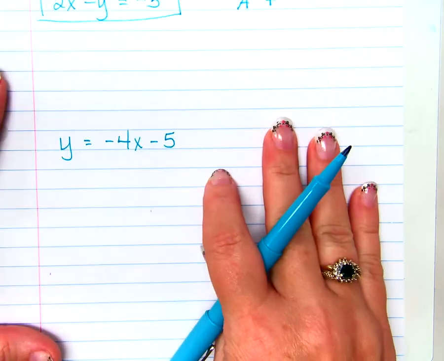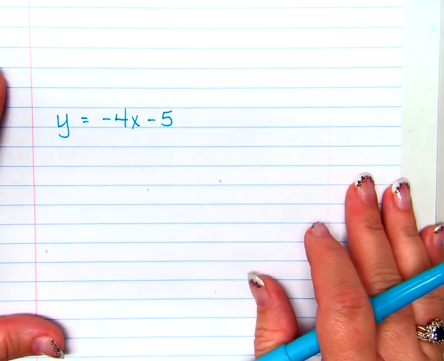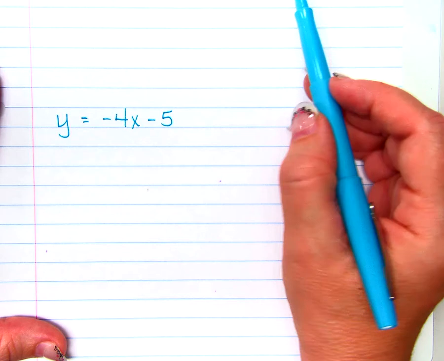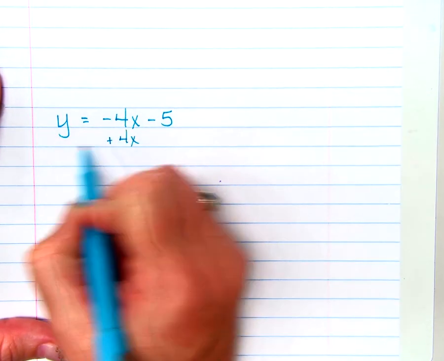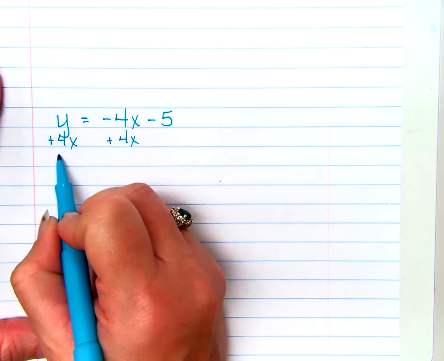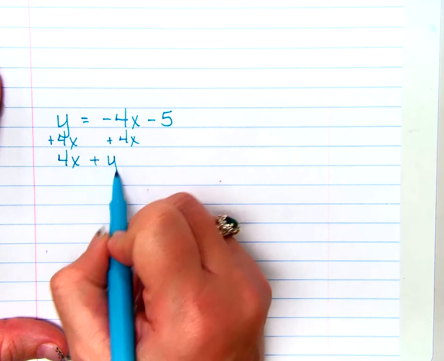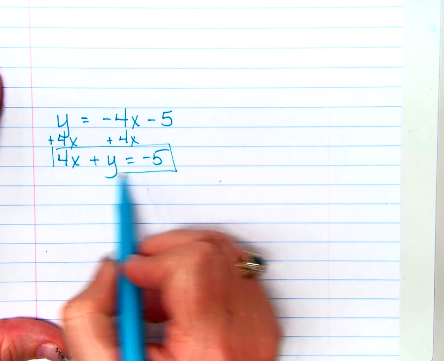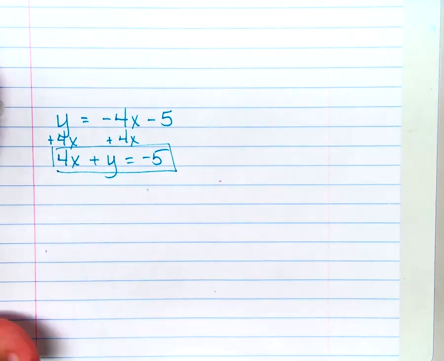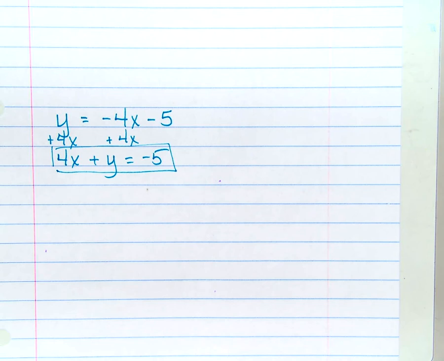Let's try another example. y equals negative 4x minus 5. Well, x and y have to be on the same side of the equal sign, so I add 4x to both sides. I get 4x plus y equals negative 5. And that's my answer. Because x and y are on the same side of the equal sign, a, b, and c, none of them are fractions, and a is positive. Okay?